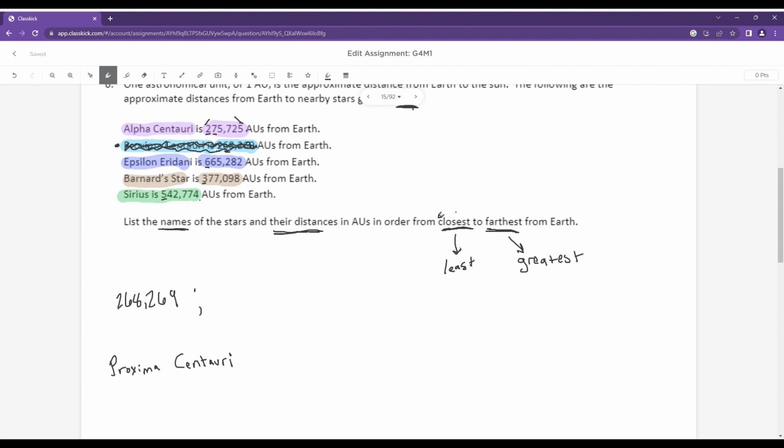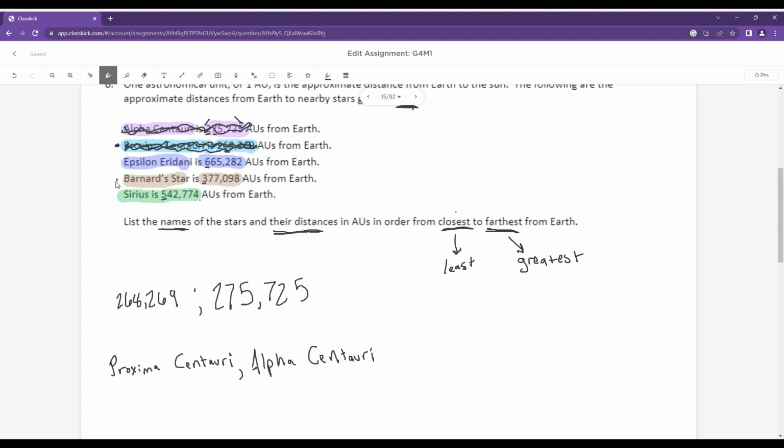Okay? What is the next smallest? Well, I can still look at the leading digit because it's all in the 100,000s. And Alpha Centauri would be the next closest to Earth because it's 2 in the 100,000s. So 275,725. And again, that is Alpha Centauri. And cross that guy out.